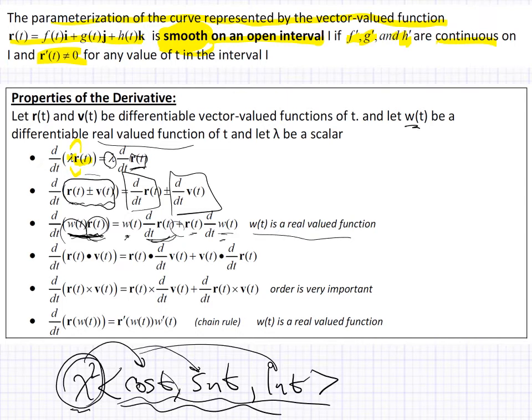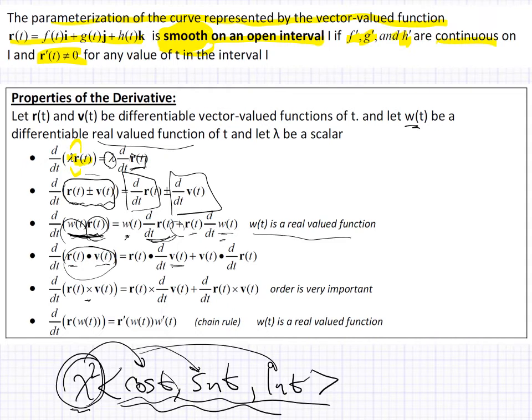But there are other products we can do. We can multiply two vector valued functions together. Since they're vectors, there are two types of products, dot product and cross product. So the question is, how does this work? Again, I could just do the dot product between these two and then take the derivative, but I could also apply the product rule.